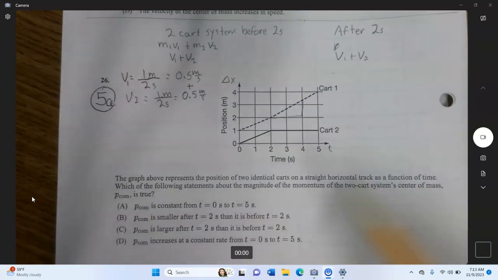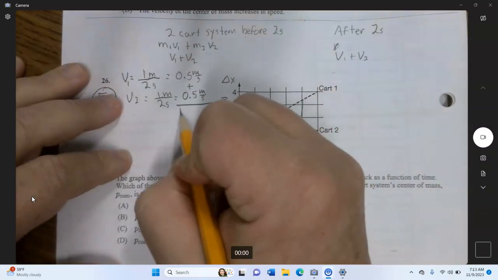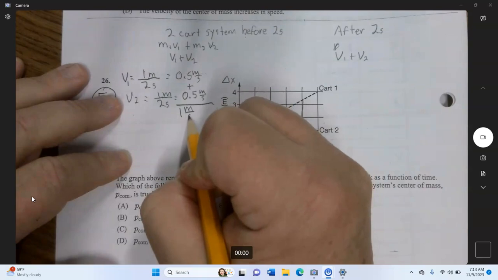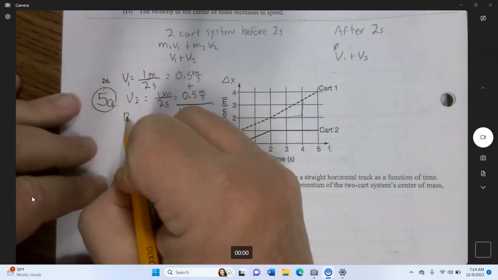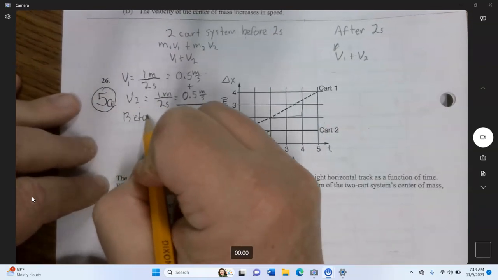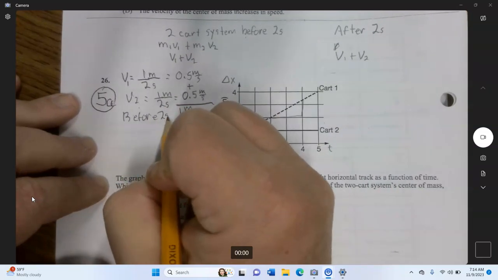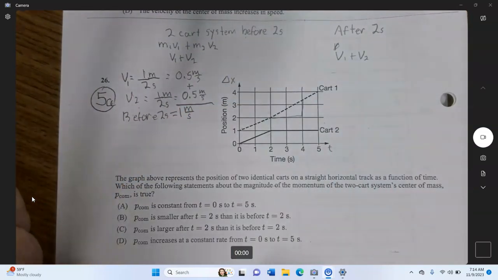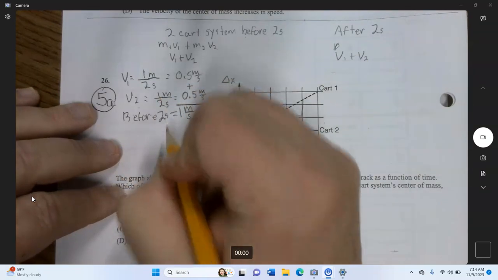So if you add those two together, that's the velocity of the center of mass of the two carts. Center of mass just means you're treating the two carts like one object, okay? And so where is the middle of the mass of those two objects? And if you add those two together, you get 1 meter per second. That's before 2 seconds.